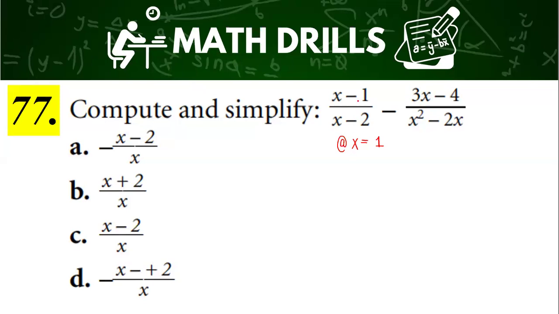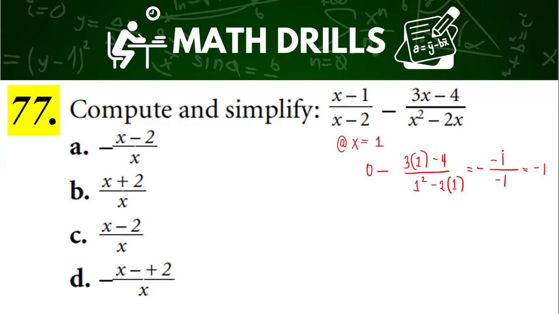So 1 minus 1 will be 0, and dividing 0 by any number is 0. So this one will be 0. Then 0 minus 3 times 1 minus 4 over 1 squared minus 2 times 1. We'll have 3 minus 4, that is negative 1, over 1 minus 2, that is negative 1 also. But since this is minus, it means our answer will be negative 1.